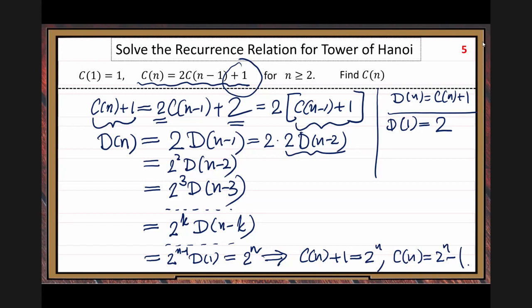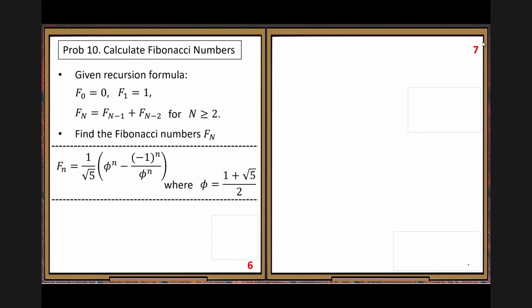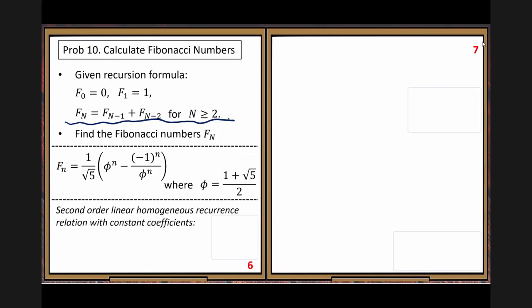All right, so let's move to the Fibonacci number problem. Here, we need to directly solve this recurrence relation. First, let me give you the full name of this equation. It's a long name: second order linear homogeneous recurrence relation with constant coefficients. That's the long name for this equation. Second order, I explained the second order.